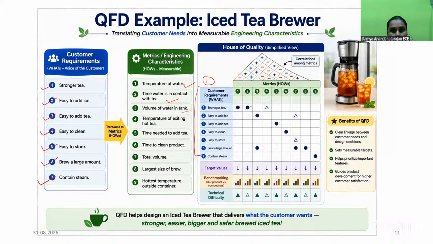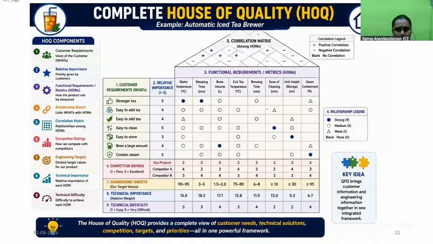We have 7 rows now, and next step, that is step 2, we are listing the engineering metrics or characteristics. So we have 9 such columns now. So this is the heart of HOQ. After forming this, we will build on the other steps. So this is the complete HOQ. Let us achieve this complete HOQ in a step-by-step manner.